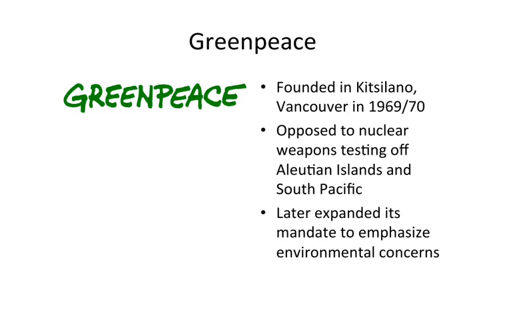And obviously this group later expanded its interest into the environmental movement that it is today, but it really got started with an opposition to U.S. nuclear tests off the Aleutian Islands in Alaska, and the French nuclear tests later that were conducted in the Pacific. So that's how Greenpeace got started. It got started as an anti-nuclear test movement.